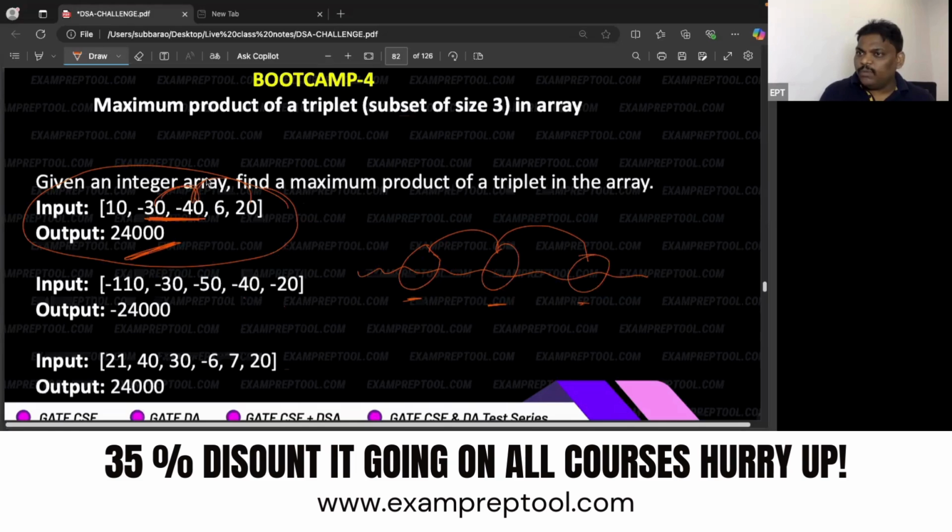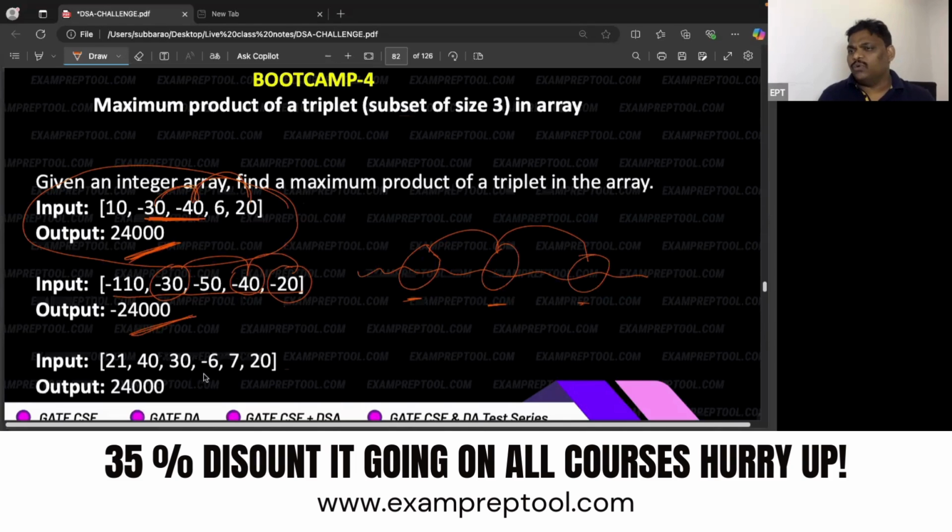So for this problem, three numbers, product maximum, the answer is 24,000. Here you can check all negative numbers. Take the first maximum, second maximum, third maximum. So multiply that. You will get this. Now next one.